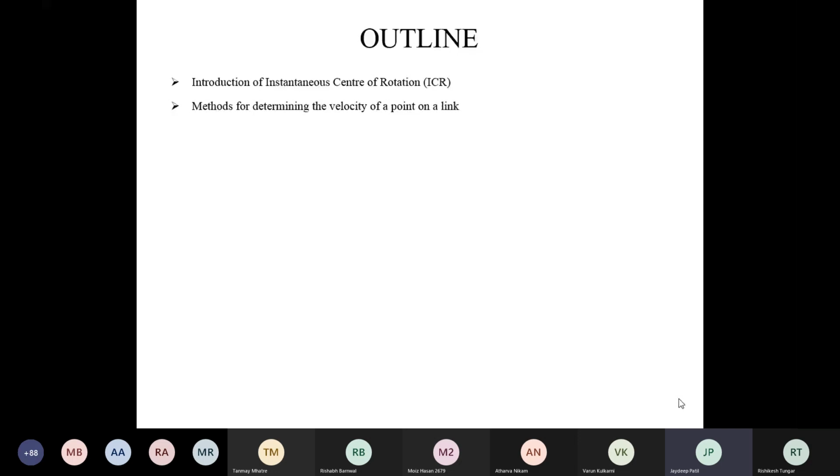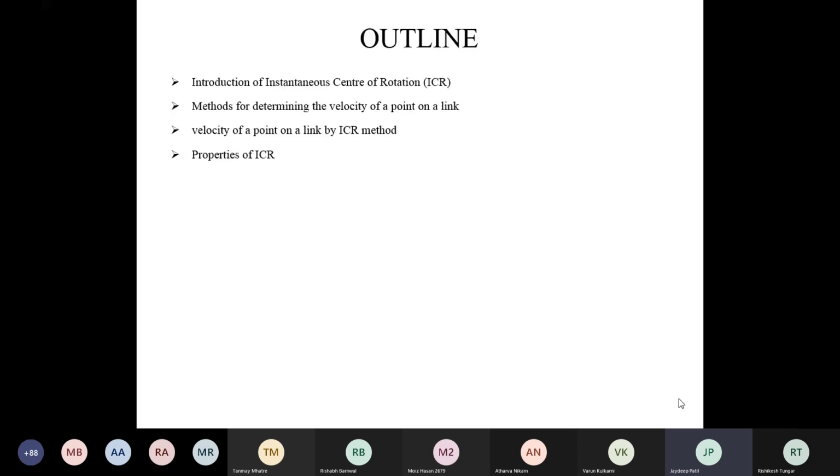Actually, in a link, suppose you consider the midpoint of the link, you can easily find out the velocity of that link. There are different methods. From those, we will see two methods only, the ICR and the relative velocity method. Next is the velocity of a point on the link by the ICR method.